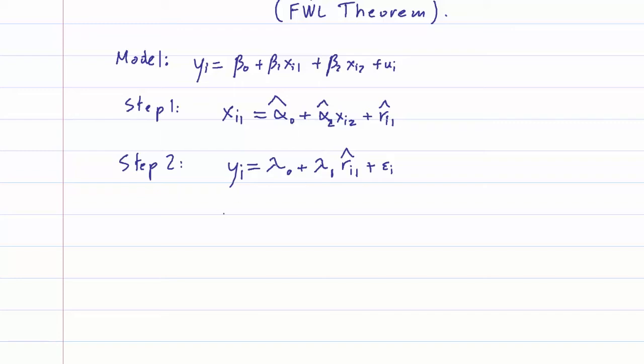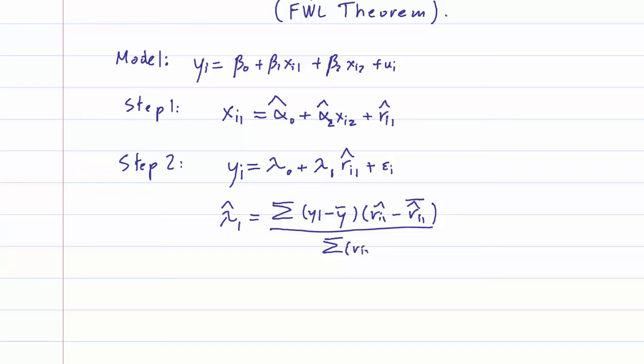So when I estimate this equation, I would have lambda 1 hat equal to the sum of yi minus y bar times ri1 hat minus ri1 hat bar, over the sum of ri1 hat minus ri1 hat bar squared. So that's just the normal formula for the slope in the simple linear regression model. We just replace the x's with the ri1 hat.